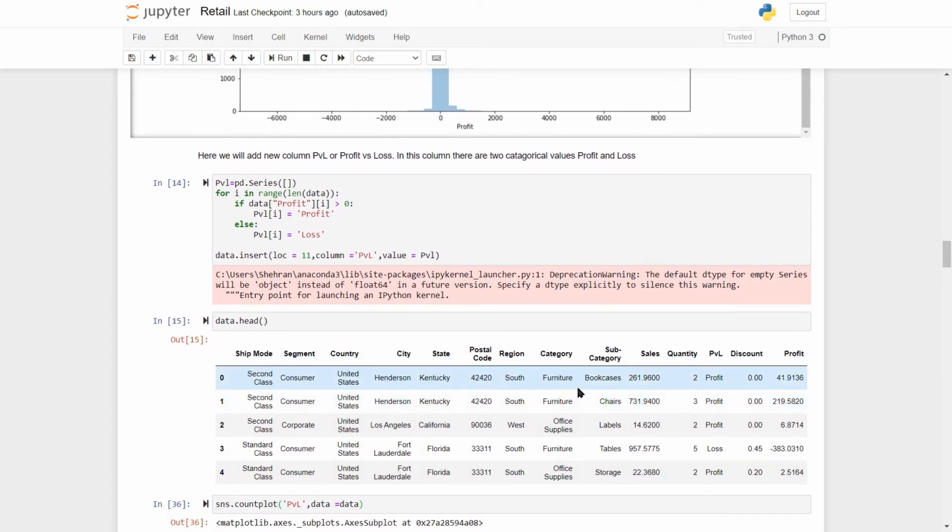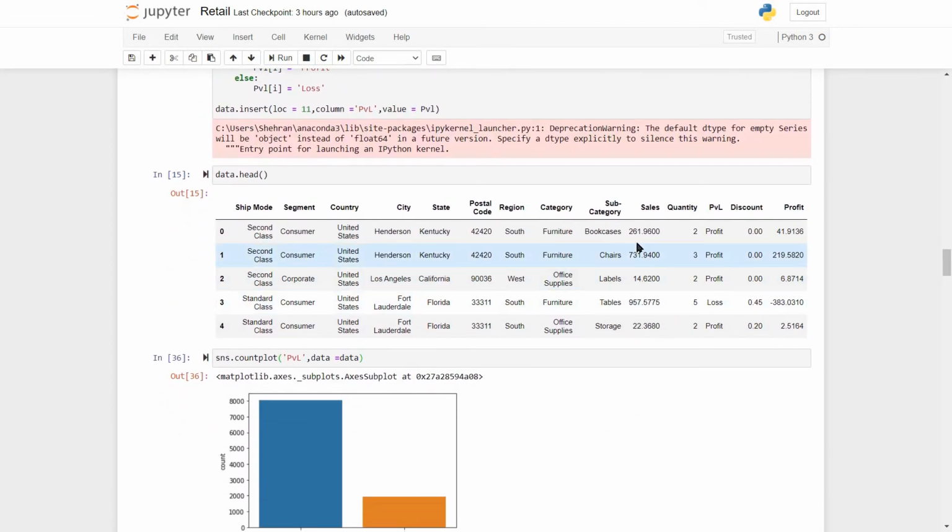So there was no categorical column in the company data. It is easier to analyze data when there is a categorical column for profit and losses, but there was no such column, so I added it myself. Here I made a column named PVL, or profit versus loss. In this column there are two categorical values, profit and loss.